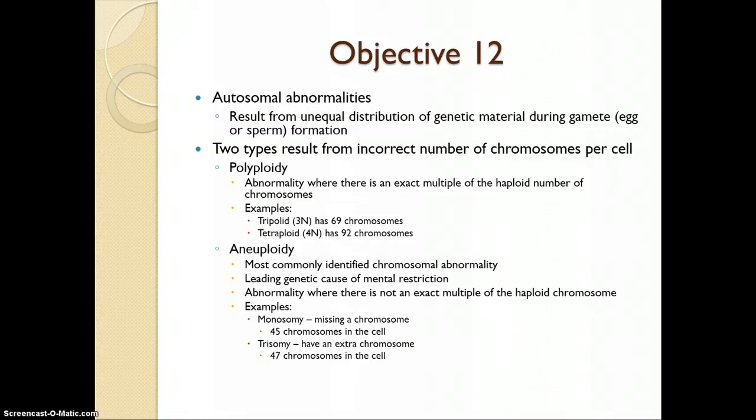Aneuploidy is the most commonly identified chromosomal abnormality. It's also the leading genetic cause of mental restriction or decreased mental ability. The abnormality is where there is not an exact multiple of the haploid chromosome number. Examples of aneuploidy include monosomy, in which the individual is missing one chromosome, so instead of the normal 46, they only have 45 chromosomes in each cell. Trisomy is when the individual has an extra chromosome, so again, instead of 46 chromosomes within the cell, they now have 47.